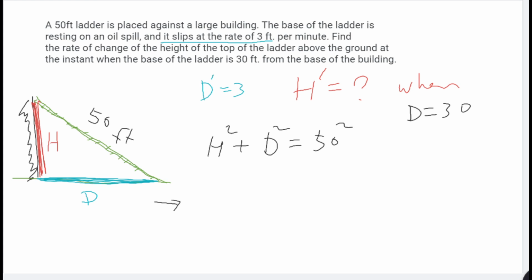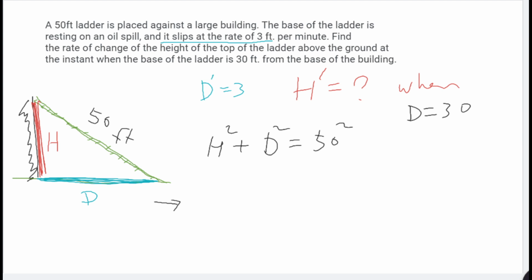So this is the identity that involves the quantities in this problem. That H, the D, are quantities that are changing with time. They're both functions of t. All right. So in any of those related rate problems, the variable is always t. Other quantities are functions of t. All right. So we have this equation.